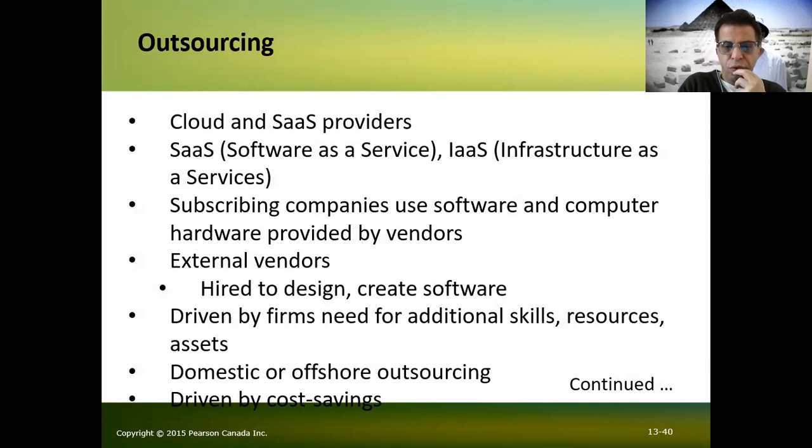Then we have what you call IaaS, or infrastructure as a service. Subscribing companies use software and computer hardware provided by external vendors. It is like you might hire an external vendor to design and create the software for you, driven by firms needing additional skills. We spoke about IBM and the Middle East extension and how we integrated that resource and asset. Whether you want them domestic or offshore, outsourcing can make a big difference, and this is probably driven by cost saving.